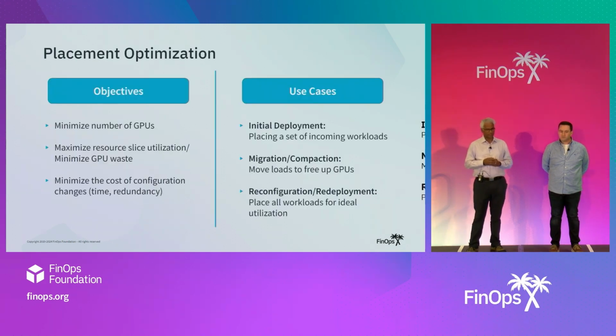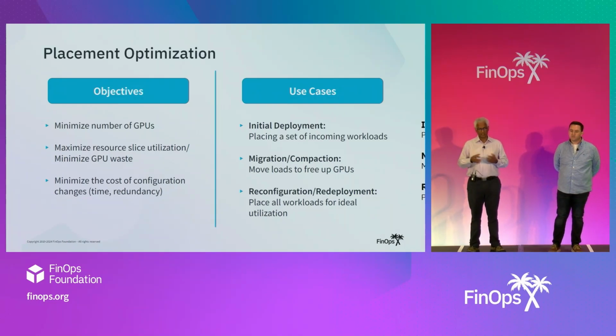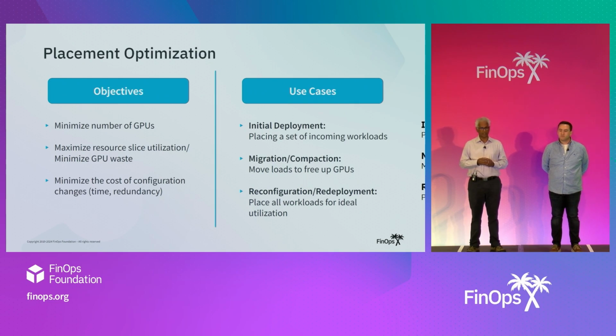So if you go to the next one. Some of the use cases that we'll talk about and are looking at are initial deployment. You have a bunch of workloads coming in. How do you best allocate the GPU resources that you have? The next one is migration or compaction. As the workloads are running, there may be opportunities for you to rearrange things and get better utilization. And then there are situations where you may step back and redo the whole assignment because that might be a lot more useful for the optimization, right?